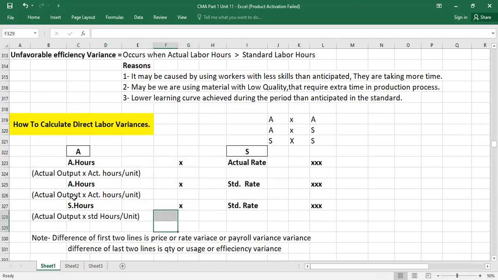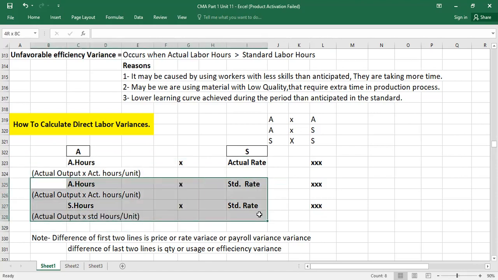But if you compare the last two lines, the second and third, there are the actual hours and standard hours, and here is the difference. The standard rate and standard rate show no difference, so it is a difference of hours. That is why it's called efficiency variance. So this note is really important, as I told you, to derive the formula.